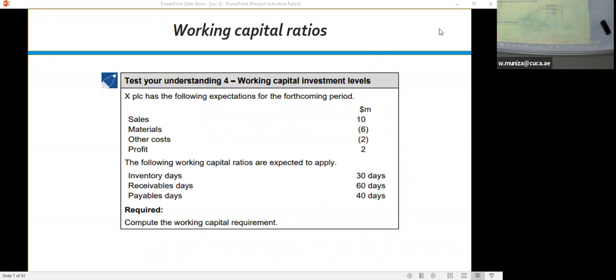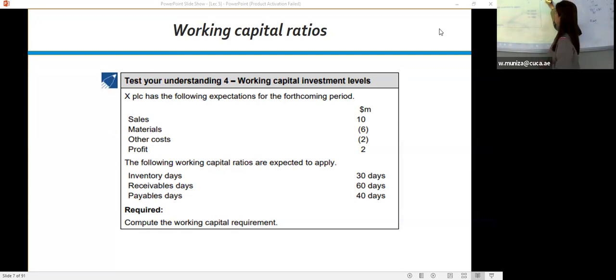Okay, now students, with this we have ended the chapter. Actually, this chapter was discussed in our previous lecture and this was just the end of the lecture. So I have added some practice questions here as well. You are required to compute the working capital requirement. They have given you the inventory days, receivable days, and payable days, and now they are asking you to calculate the working capital requirement. So just start rearranging the formulas and calculate it.